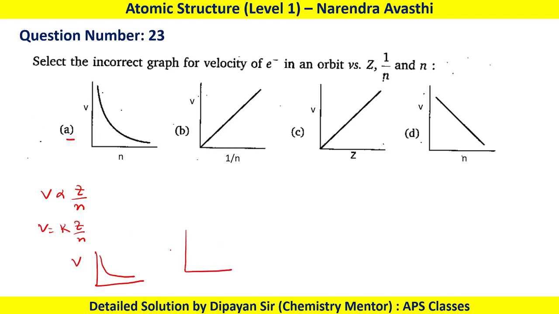If we plot v versus 1 by n, it will become a linear graph, y equals mx type. If you again plot v versus z where n is constant, it will also give a y equals mx type graph. But v versus n cannot be a linear graph because v is inversely proportional to n. That's why v versus n should be a non-linear graph like this. So we have to find the incorrect graph, and option D will be the correct option.